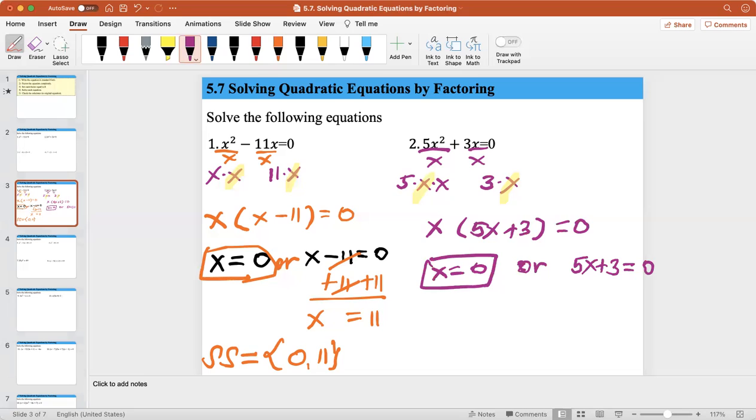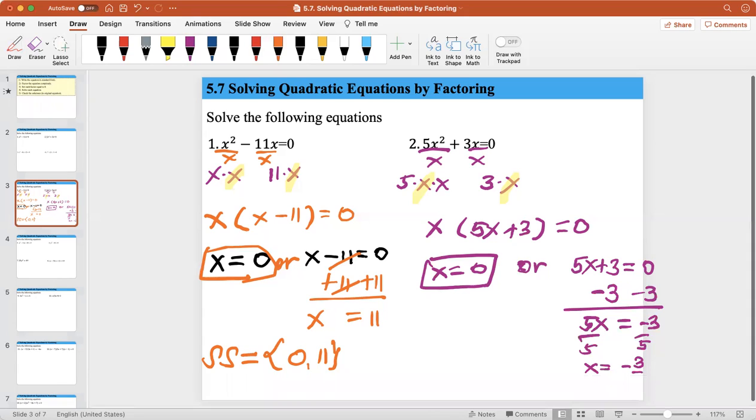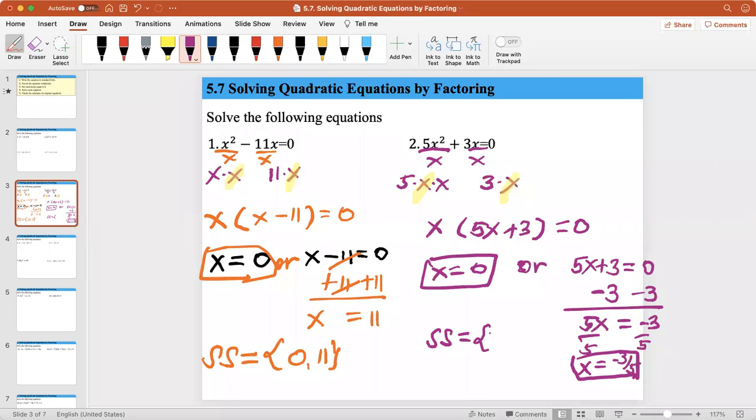What's x there? This is a linear equation, so we have to use the properties of equality to solve for x. We must get rid of 3 first. Minus 3 both sides. So we have 5x equals negative 3. Divide both sides by 5. Now x is equal to negative 3/5. Therefore, our solution set would be the set negative 3/5, 0. Right. So these are our solutions in the equation 5x squared plus 3x equals 0.